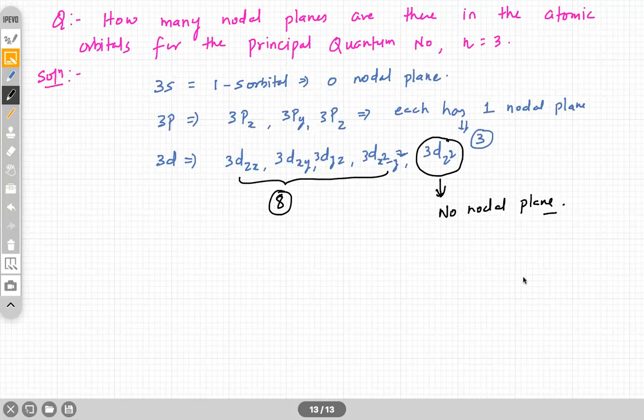Yeah, 3s has a spherical node. It is not a nodal plane. The question is about nodal planes here. A spherical node we have, and a sphere is not a plane. That's why we are considering it as 0. So for this question, the answer is 11.